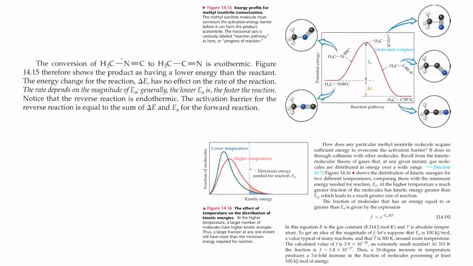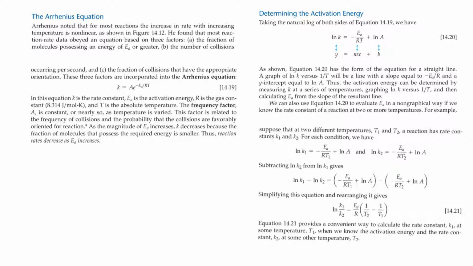To get an idea of the magnitude of f, let's suppose that the activation energy is 100 kilojoules per mole, a value typical of many reactions, and that the temperature is 300 Kelvin. Around room temperature, the calculated value of f is 3.9 times 10 to the negative 18, an extremely small number. At 310 Kelvin, the fraction f is 1.4 times 10 to the negative 14. Thus, a 10-degree increase in temperature produces a 3.6-fold increase in the fraction of molecules possessing at least 100 kilojoules of energy.